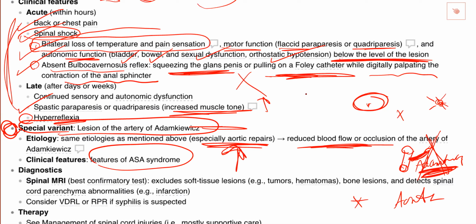This is not anterior spinal artery syndrome. This is iatrogenic lesion of the artery of Adamkiewicz. Don't forget, very important, as we said, spinal MRI for tumors, hematoma, or soft tissue lesions, bone lesions, and spinal cord parenchymatous abnormalities like infarction. If you suspect trauma, CT will be used.